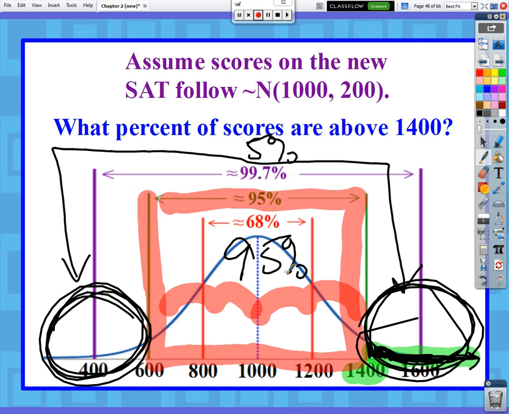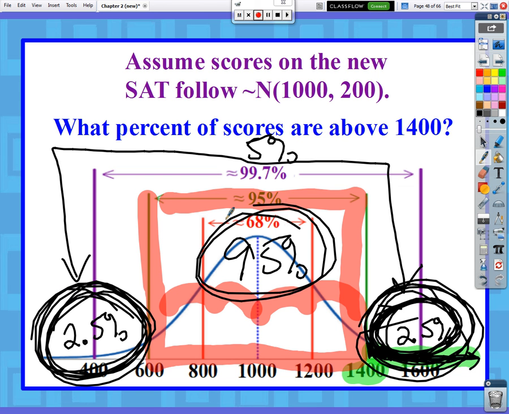And since it's nice that the normal distribution is symmetric, then these two tail areas are exactly the same, since the 600 and the 1400 are both exactly 2 standard deviations away from the mean. So in this little tail area, there's 2.5% of area, and in this little tail up here is the other 2.5%. So 2.5 up here, 2.5 down here makes 5%, plus the 95% in between makes our full 100%. So the answer I would be looking for, what percent is above 1400? 2.5% approximately.